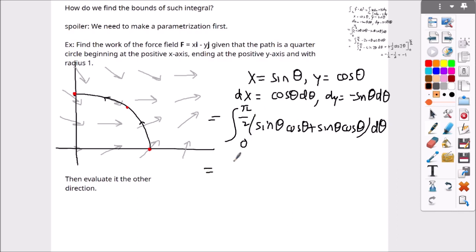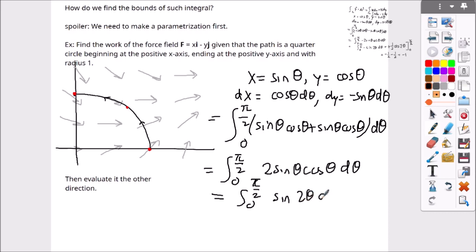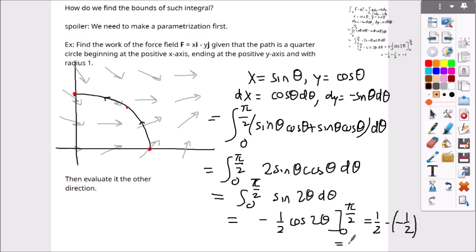So this will give you the integral from 0 to pi over 2 of 2 sine theta cosine theta d theta, which will give you the integral from 0 to pi over 2 of sine 2 theta d theta, which is equal to negative 1/2 cosine 2 theta evaluated from 0 to pi over 2, which is 1/2 minus negative 1/2, which is 1.